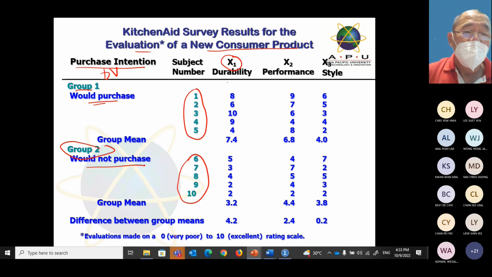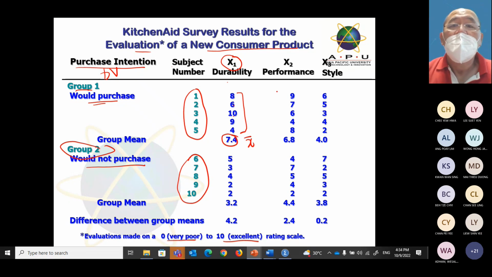The bottom point, 0 is very poor, 10 is excellent. Means they give some rating based on the product. They may also do some testing during the session, maybe testing a new handphone. Therefore X1 here got 5 participants answer, and the rating is 7.4. It's a mean: 8 plus 6 plus 10 and so on, then divide by 5, they get 7.4.